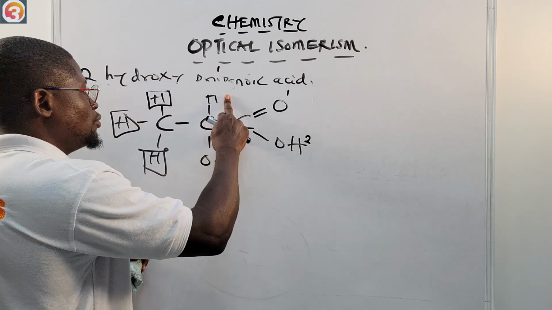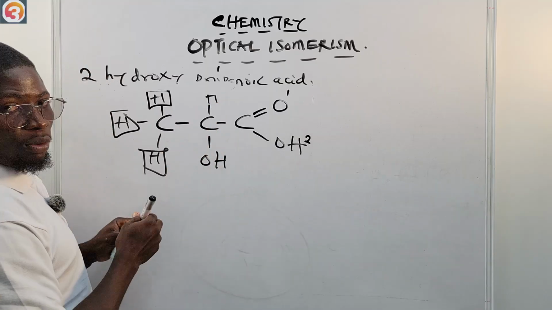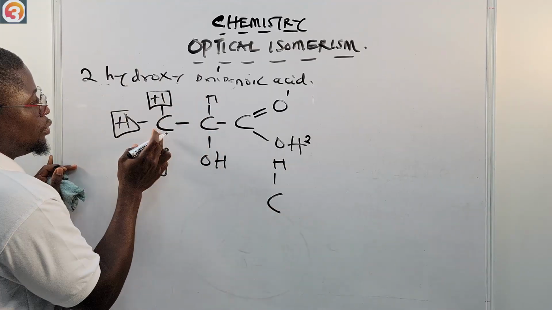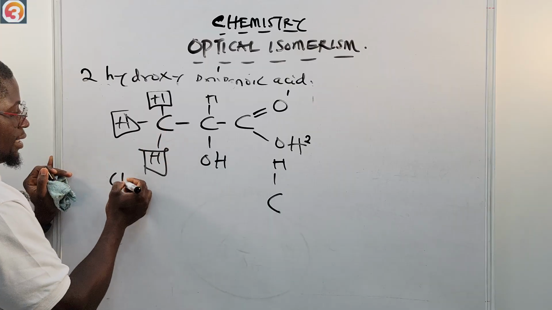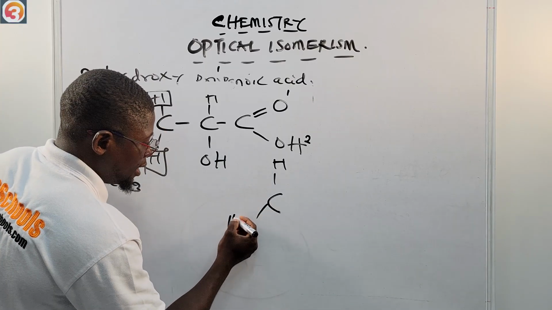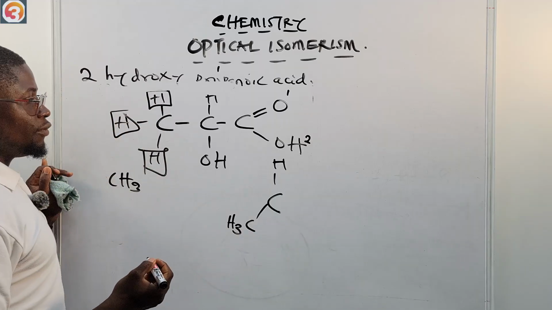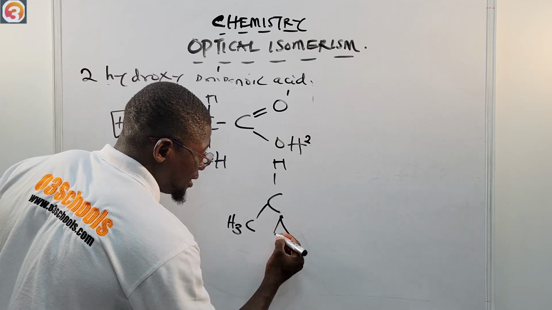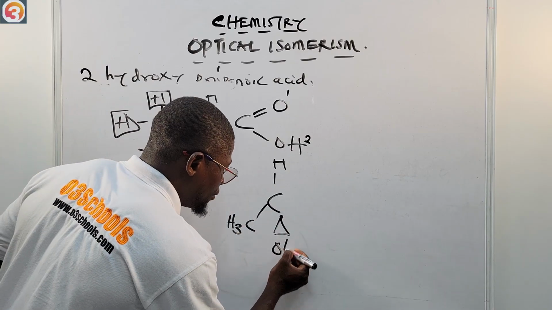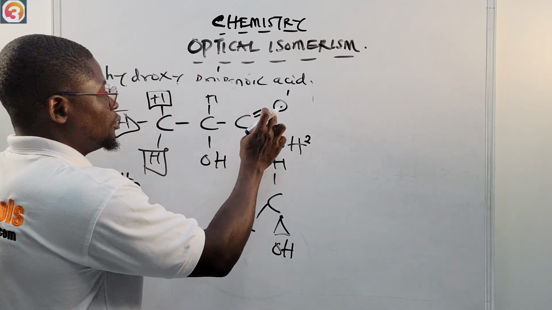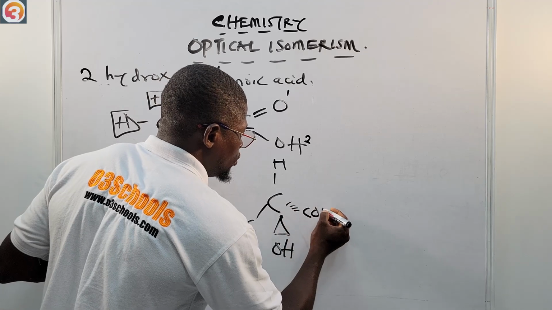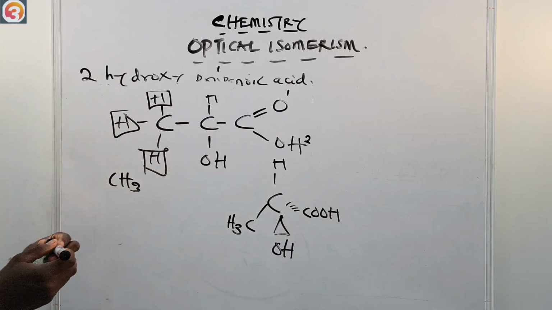Okay, so now let us consider this middle one. It is bonded to hydrogen. Also, this is a methyl group here, CH3, so we can have H3C. Then, of course, while trying to draw it in a tetrahedral form, it's bonded to a hydroxyl group, OH, and then it's also bonded to a carboxylic acid group, COOH. Okay, so this is our diagram.